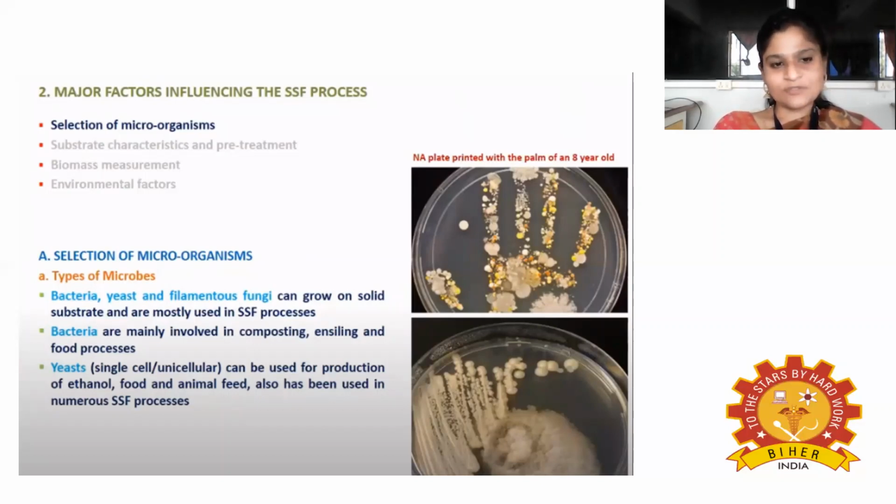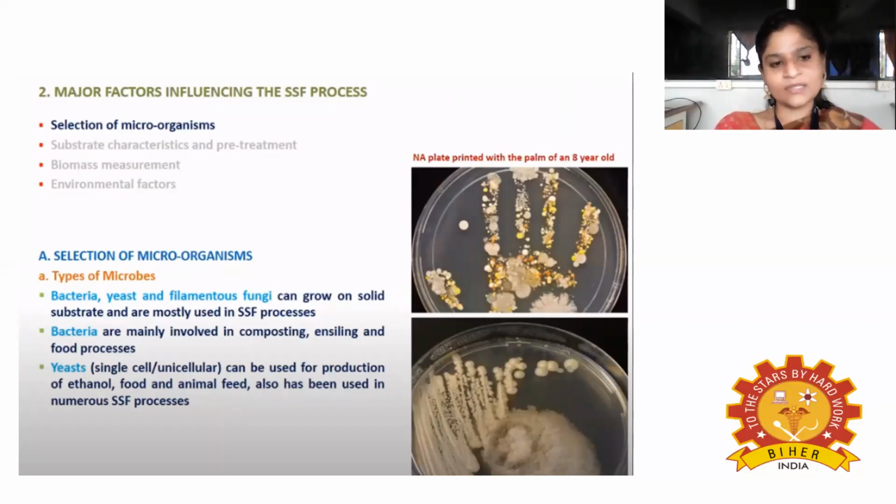First, the types of microbes. So what are the types of microbes? There is bacteria, there is fungi, there is yeast. Basically for solid state fermentation, bacteria, yeast and filamentous fungi can grow on solid substrate and are mostly used in the solid state fermentation process. As I said, these organisms are mostly employed for solid state fermentation. Bacteria are mainly involved in composting.